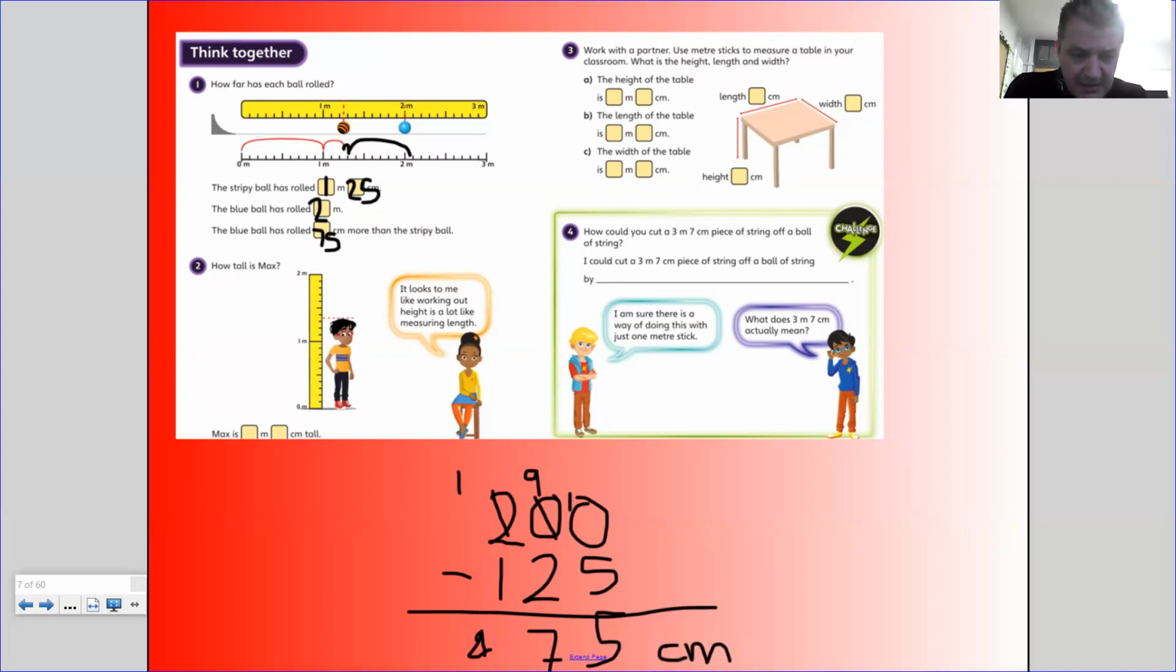Okay, here we've got Max. I can see he's between 1 meter and 2 meters. So he's more than 110, 120, 130, 135, I would say. Okay, so what I'd like us to do next is to work out these measurements. And everyone could have a look at those.